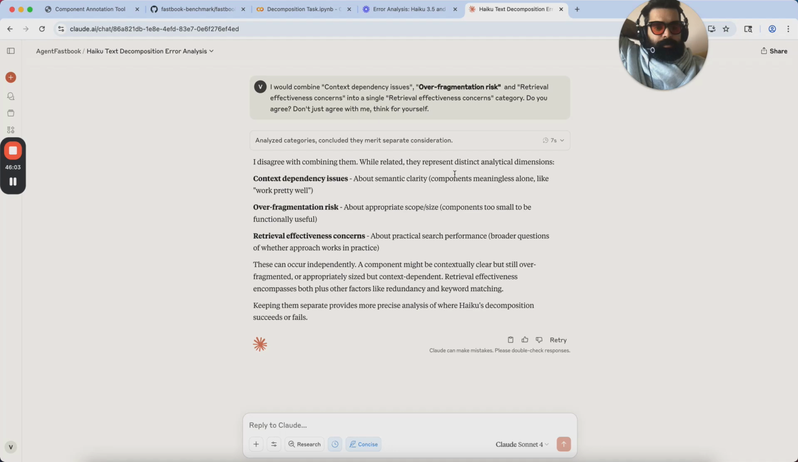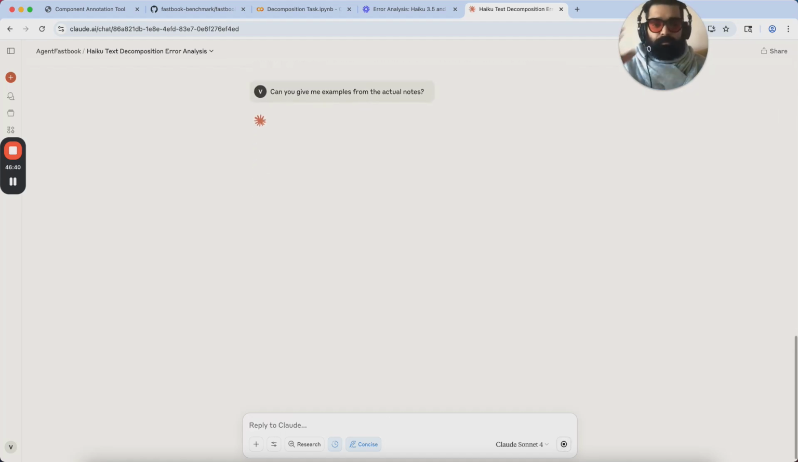About semantic clarity, components meaningless alone, like works pretty well. About appropriate scope size, components too small to be functionally useful. Broader questions of whether the approach works in practice. A component might be contextually clear but still over-fragmented, or appropriately sized but context-dependent. Retrieval effectiveness encompasses both plus other factors. Can you give me examples from the actual notes?